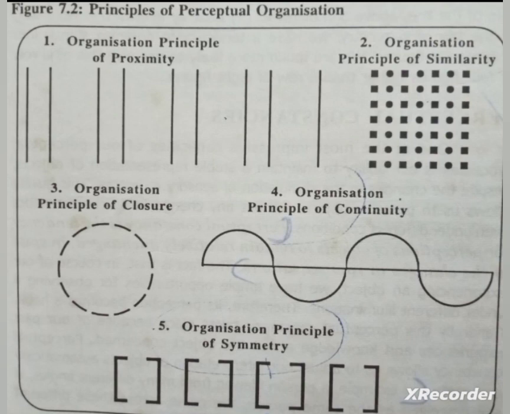So these are the principles of perceptual organization, or principles of perception. Here mainly three principles: the figure and ground relationship, contours in perception, and grouping in perception. And grouping in perception is again divided into the law of proximity, law of similarity, law of closure, law of continuity, and law of symmetry. Thank you.